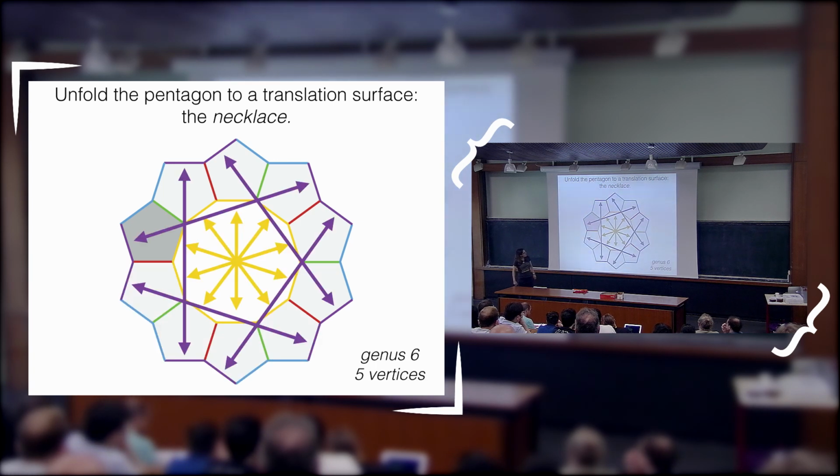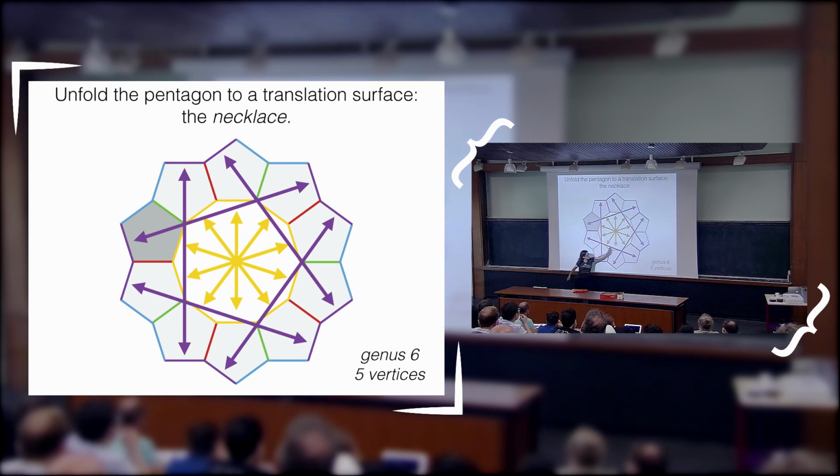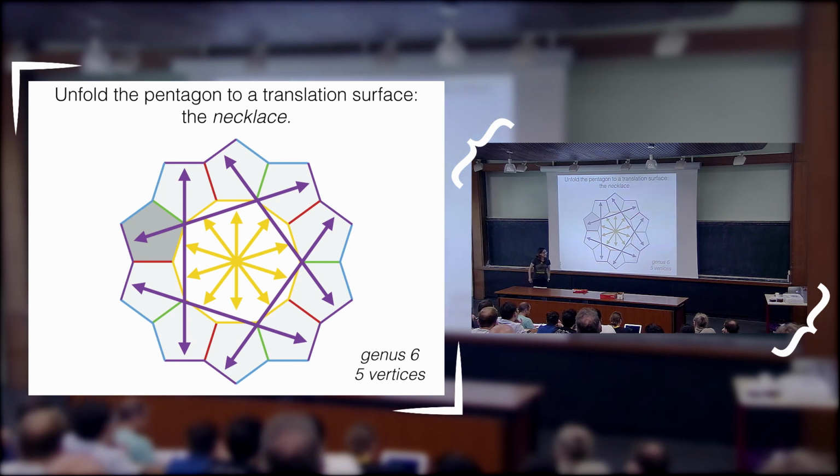So if we finish it up, every exterior edge in this presentation is glued to the one that's perpendicularly across from it, including the blue ones, which I didn't label. And then in the middle, everything also perpendicular across to it. This is a surface of genus 6. It has 5 vertices. And we call it the necklace because it looks like a necklace. So this is the translation surface associated to the pentagon.